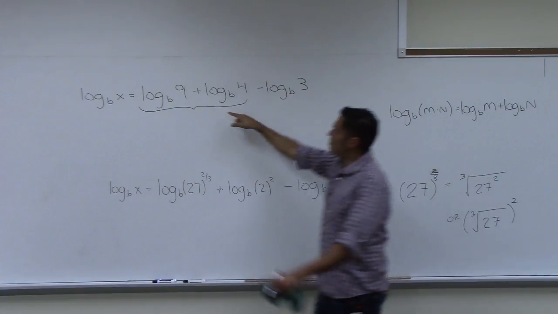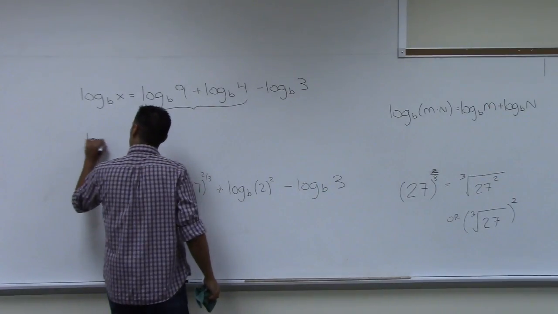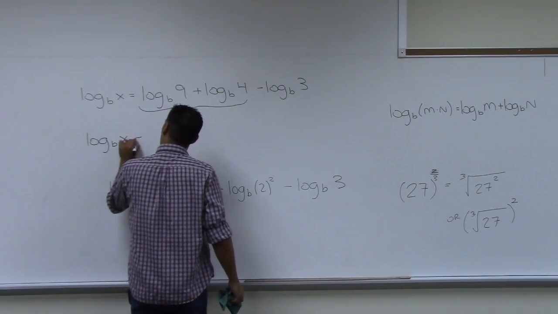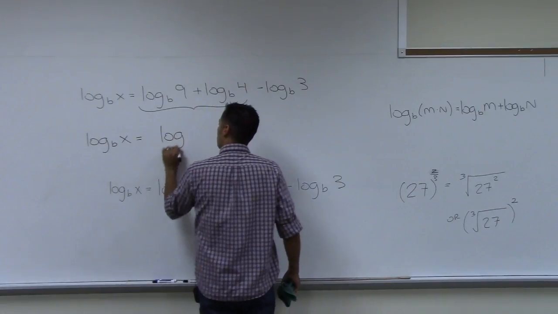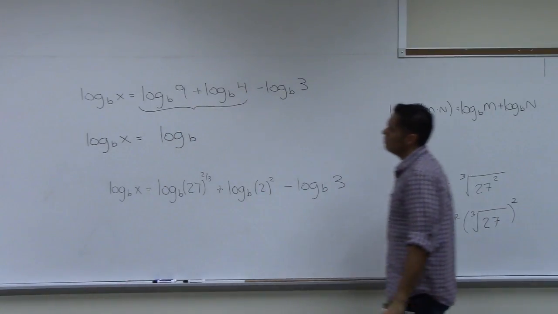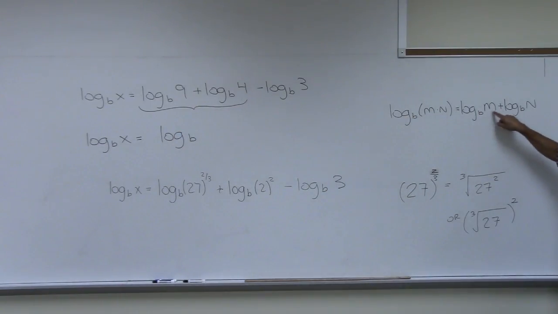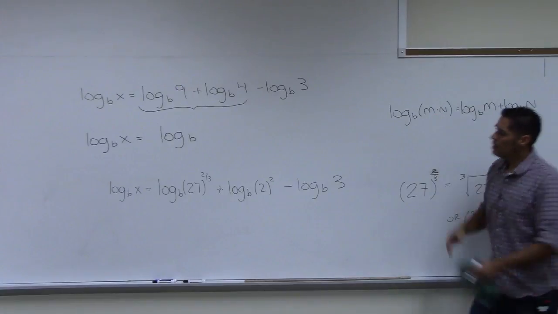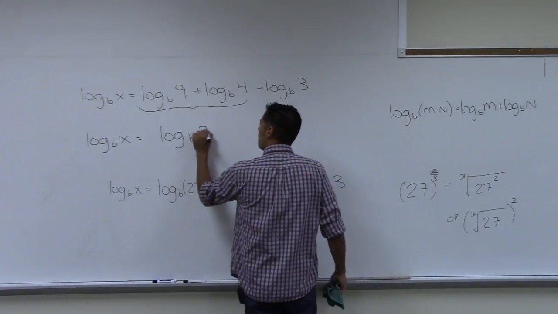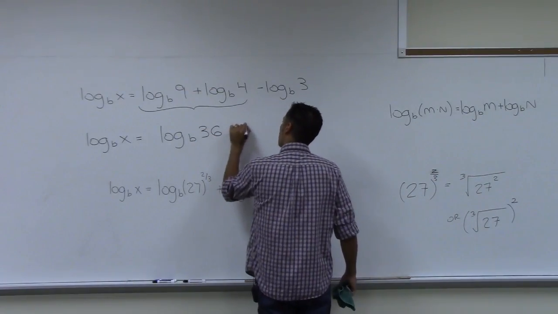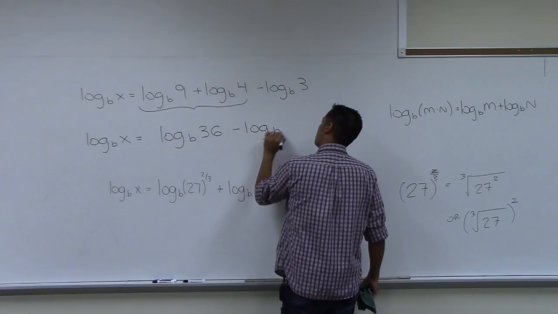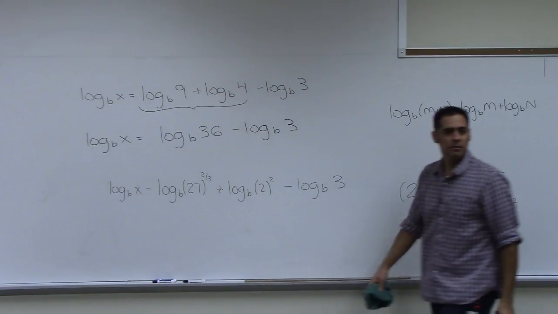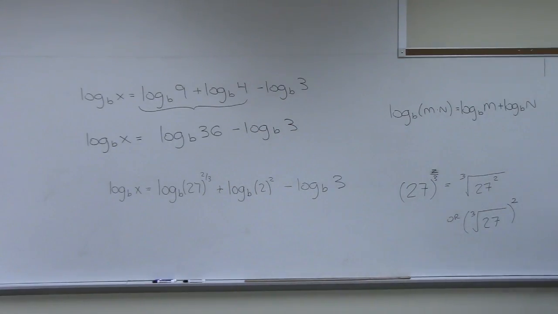So what can these 2 logs become? It's a single log, right? Log base b of what? What are you going to do with the m and the n, the 9 and the 4? You're going to put them together, 9 times 4. So 36. So this is going to be log base b of 36, and I still have minus log base b of 3. Understand? Any questions?